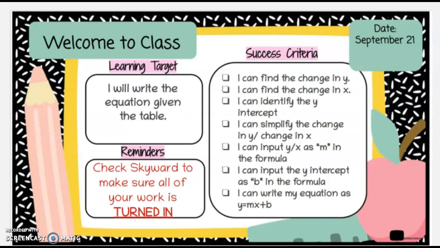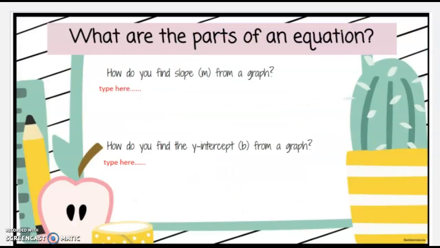Okay, and we are using that table to find the slope and the intercept so that we're able to write our equation in this format, y equals mx plus b. The parts of an equation are slope and intercept, right? So to find slope from a graph, that is even before last class, right? When we started with a graph and we had to write an equation given a picture, given a picture that had a line already on it, we had to find the slope and we had to find the intercept.